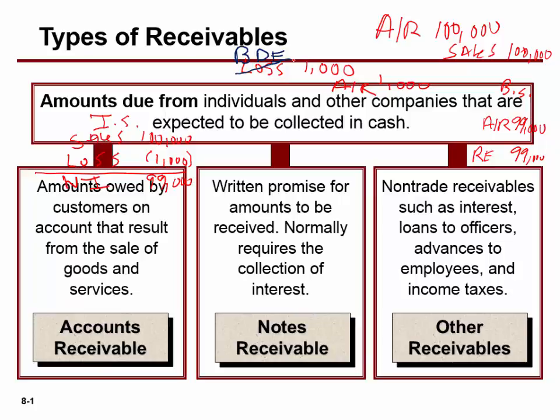So we come up with another account that we credit, and we call that account allowance for doubtful accounts. We call it an allowance. That says allowance, believe it or not. That number that's there is an allowance. Okay, allowance for doubtful accounts.